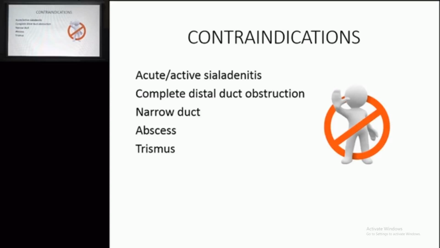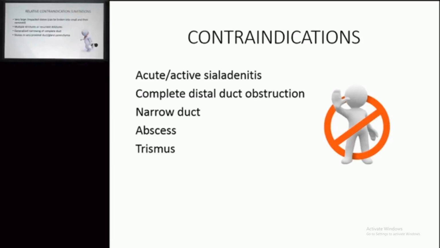If there are very large or impacted stones, as Milind demonstrated today, you can break these stones into smaller pieces and then remove them with the help of your burrs or your holmium laser, or of course lithotripsy. But if they are very impacted, then you cannot do much endoscopically in some cases. If there is a generalized narrowing of the complete duct, then again you will not be able to do much. And if the stone is in the very, very proximal portion, or in the gland parenchyma itself, then purely by sialendoscopy you may not be able to access that.